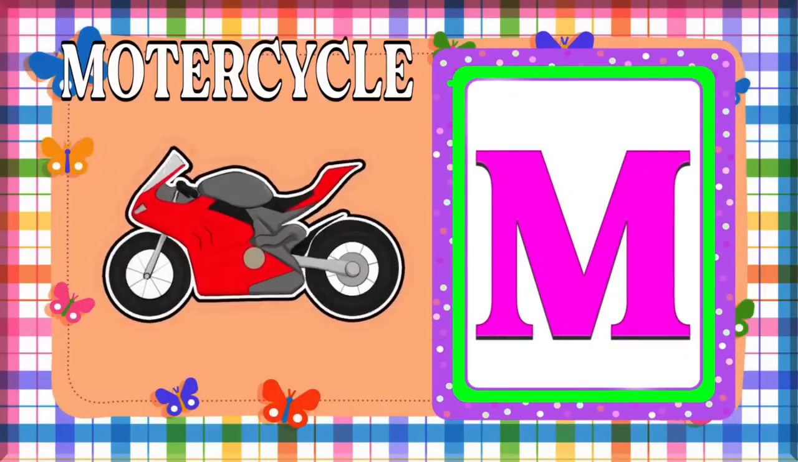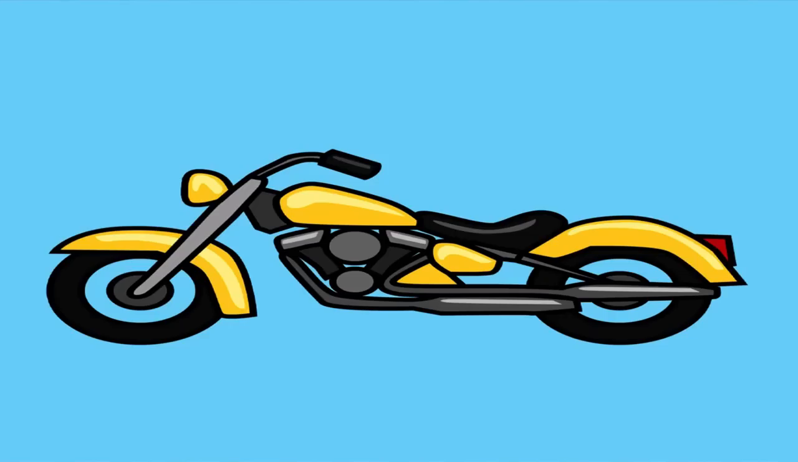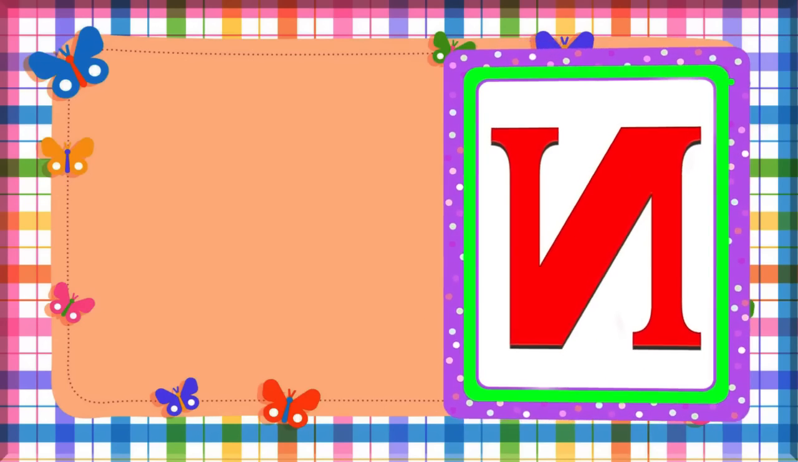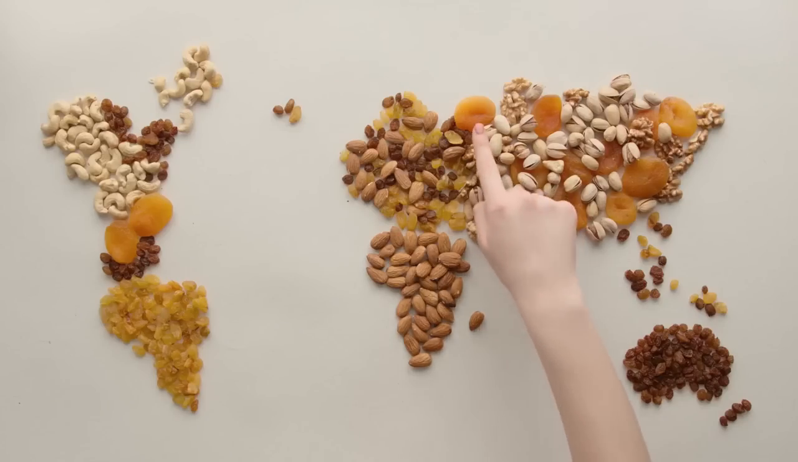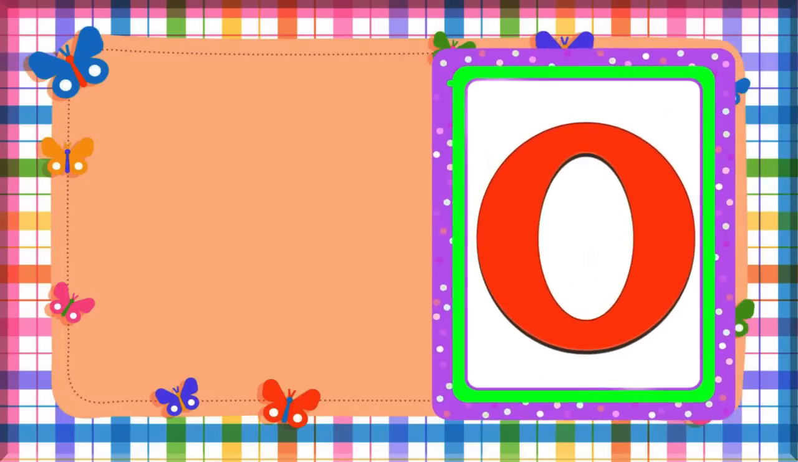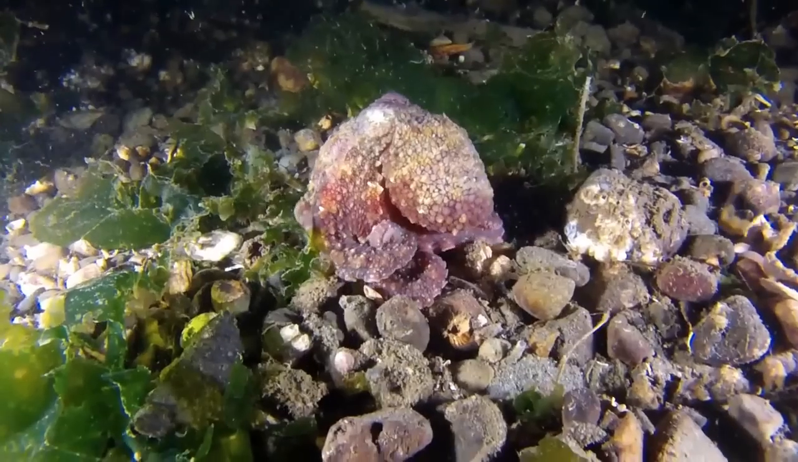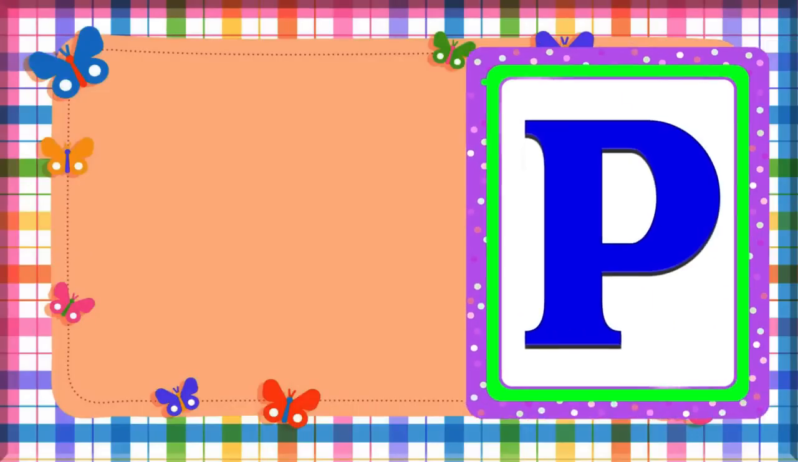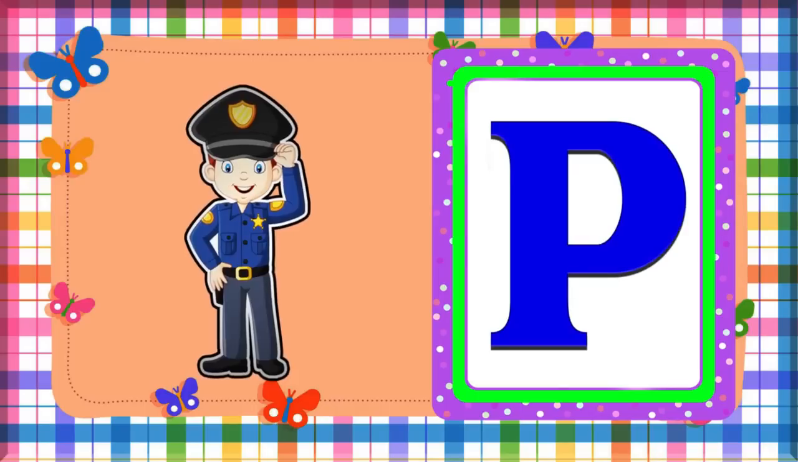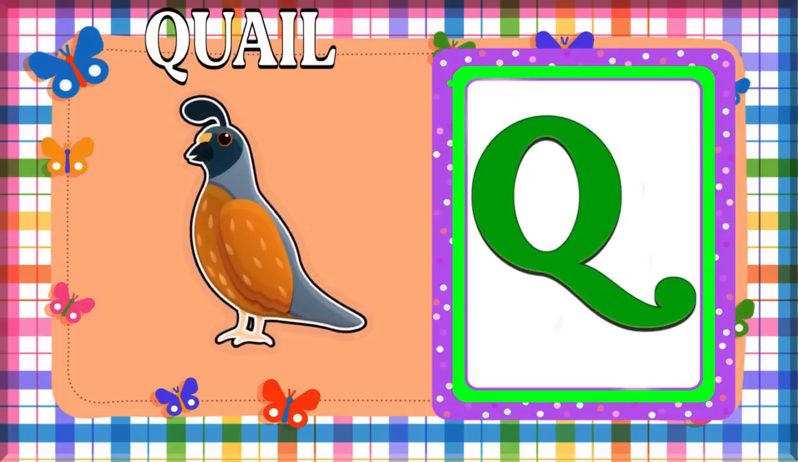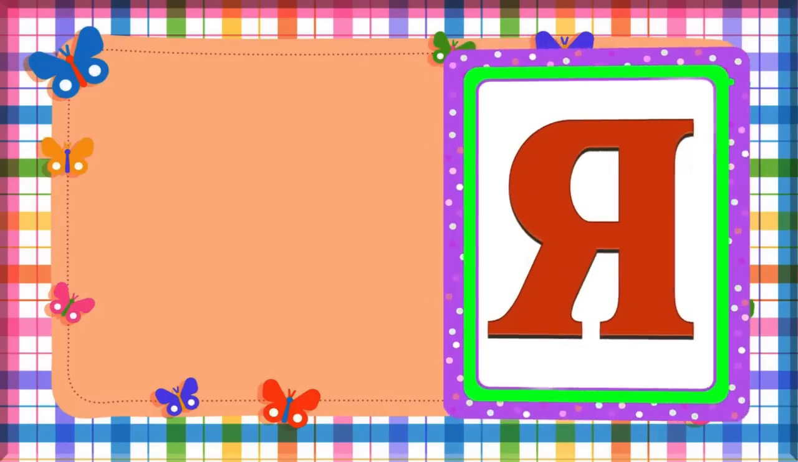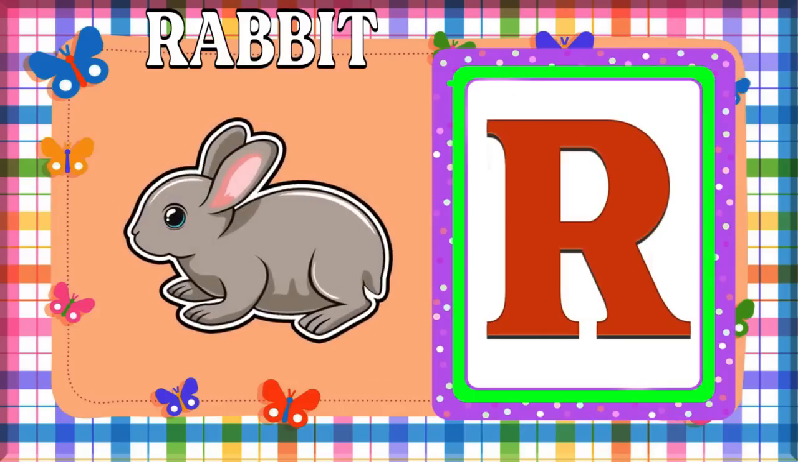M is for motorcycle. Motorcycle. N. N is for nuts. Nuts. O. O is for octopus. Octopus. P. P is for policeman. Policeman. Q. Q is for quail. Quail. R is for rabbit. Rabbit.